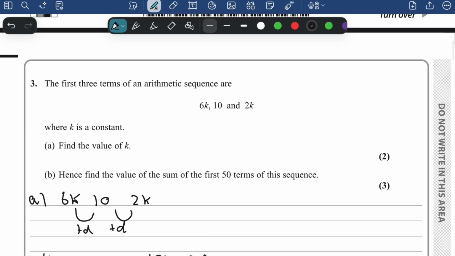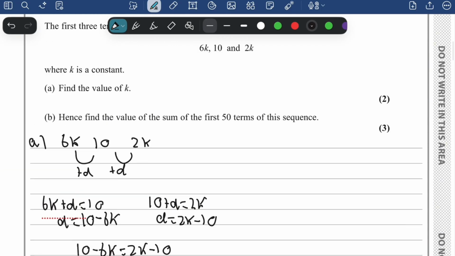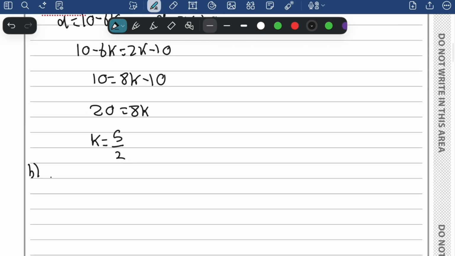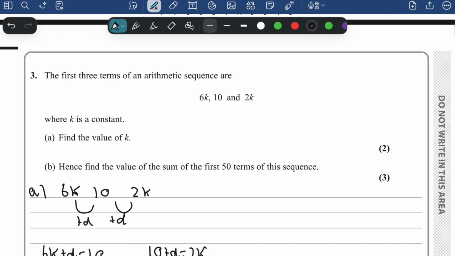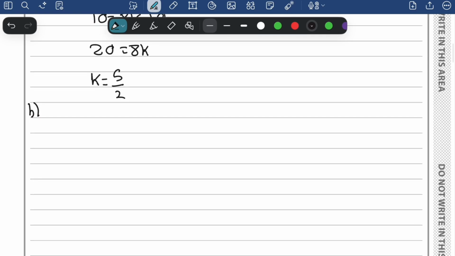Okay, now part B says, hence find the value of the sum of the first 50 terms. Well, we know the sum for this, but we don't know the first and last terms. We could figure them out, it would take too much time. I wouldn't recommend doing that. We're just going to use this formula, n over 2, brackets 2a, add n minus 1 times d, sorry. So then we need to find n, which is our number of terms.